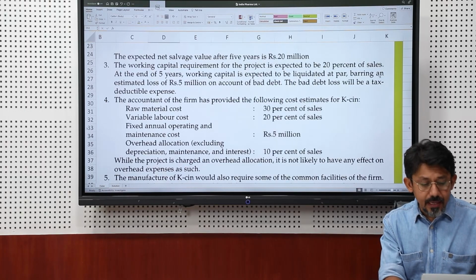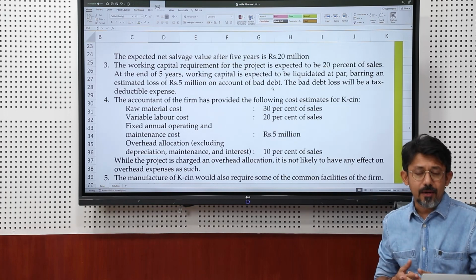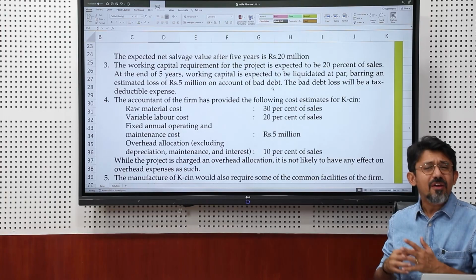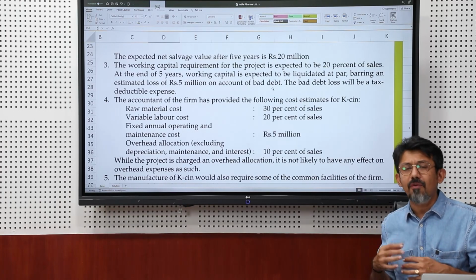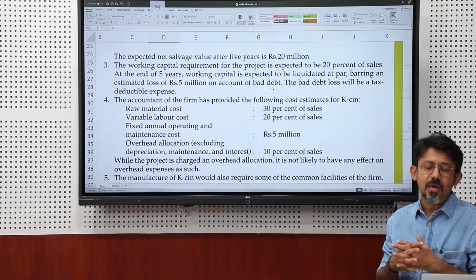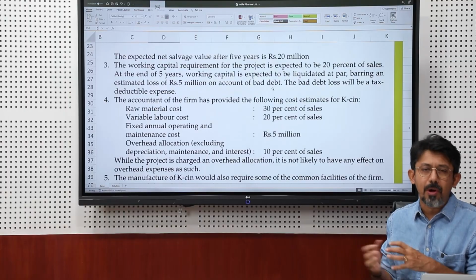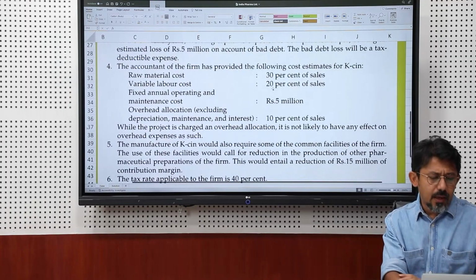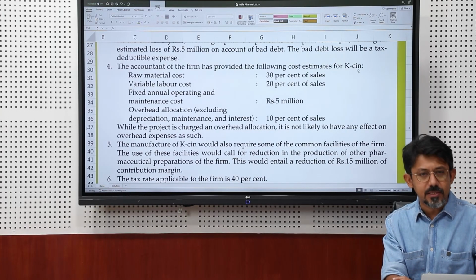You are told, barring an estimated loss of 5 million on account of bad debt. So, your receivables, if it is let us say 50 million, 5 million of that is going to go bad. So, you will not be able to recover some portion of your receivables. Other than that, the remaining 45 million, it is an assumed amount, would be recovered, right. Let us move on. The accountant of the firm has provided the following cost estimates for KSIN.